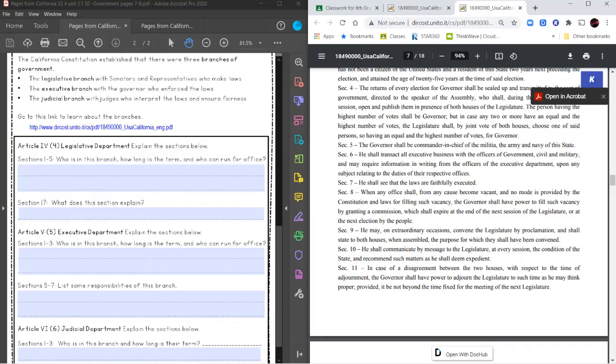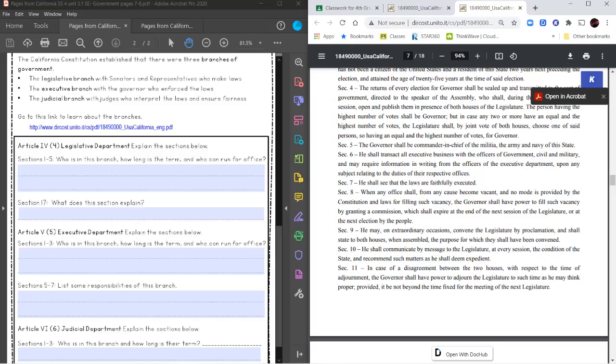Section 6, he shall transact all executive business with the office of government, civil and military, and may require information in writing from the officers of the executive department upon any subject relating to the duties of their respective offices. Section 7, he shall see that the laws are faithfully executed.